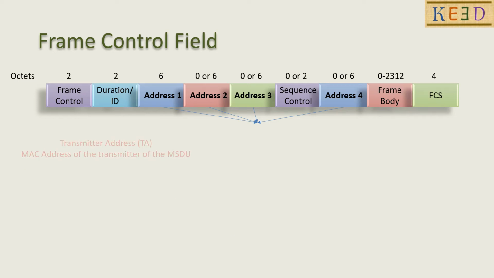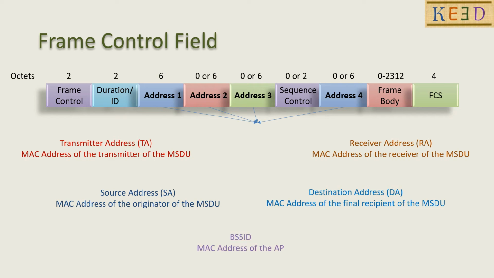We generally come across different types of address. Transmitter address is for the station that transmits the MSDU. Receiver address is for the station that receives the MSDU. Source address is for the station from where the MSDU was originated. This may or may not be the transmitter. Destination address is for the station that is the final recipient. This may or may not be the same as the receiver.